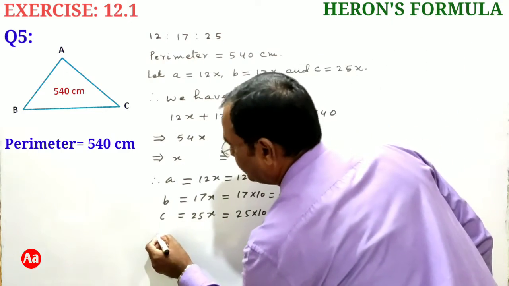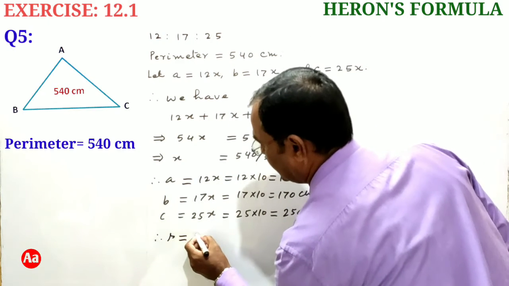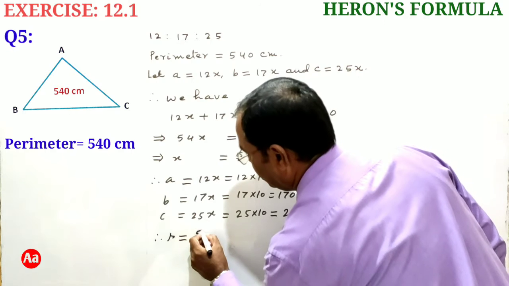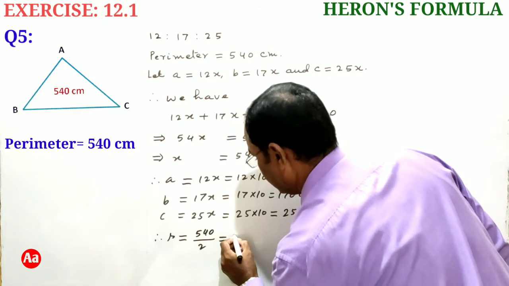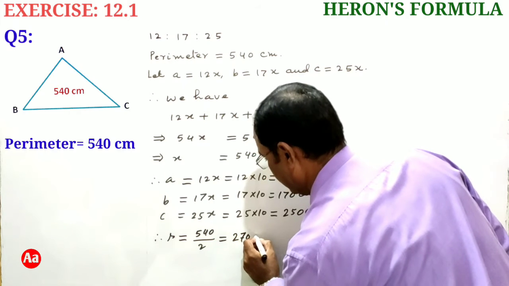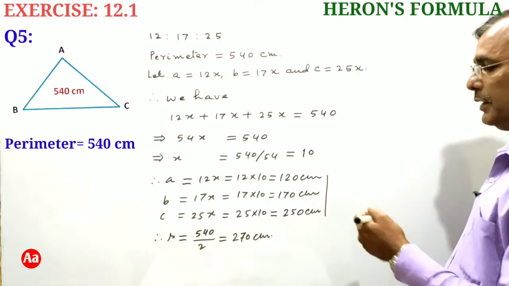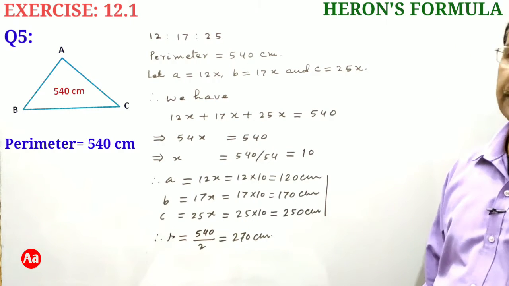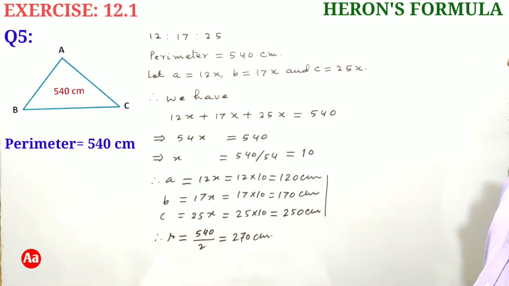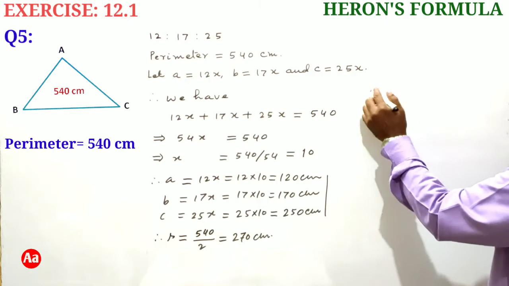So therefore semi perimeter S is equal to perimeter 540 divided by 2, this is 270 centimeter. So semi perimeter of this triangle also we have got 270 centimeter and three sides we have already determined. Therefore area of triangle we can find out.